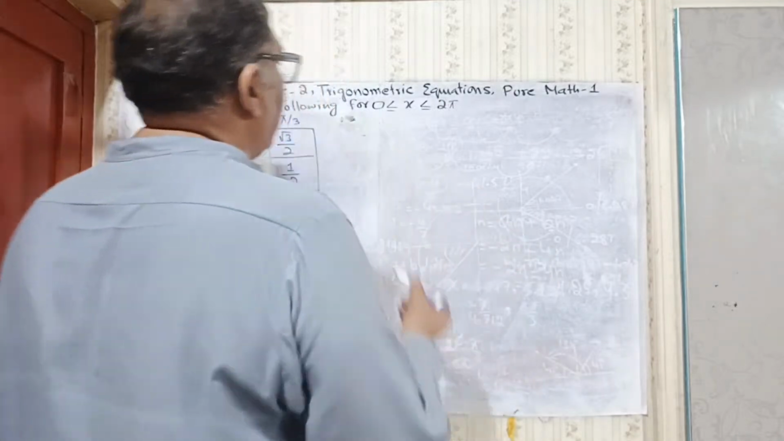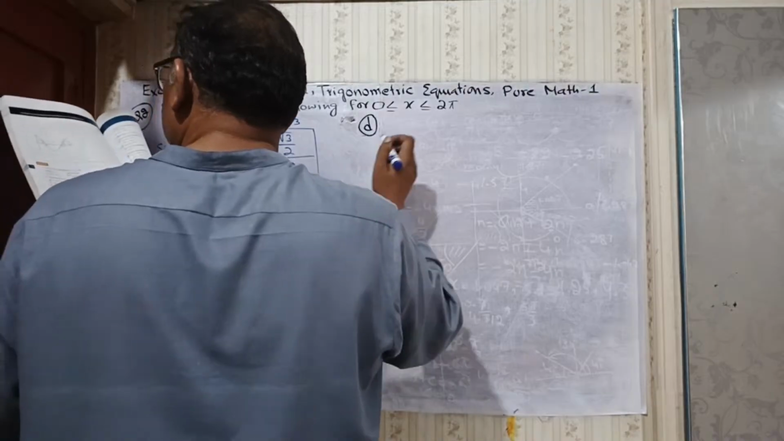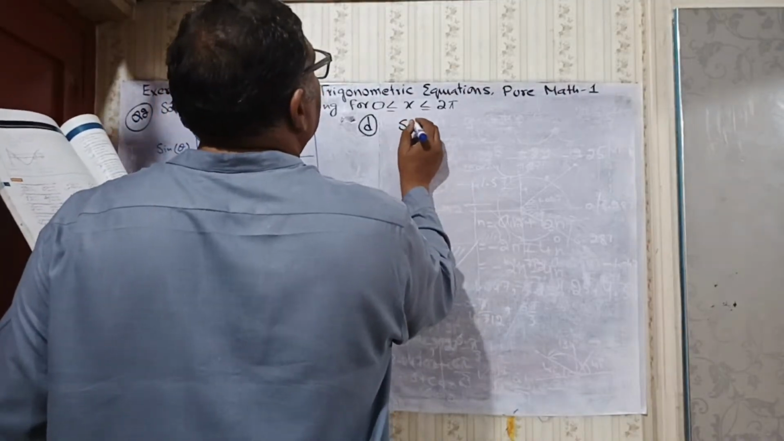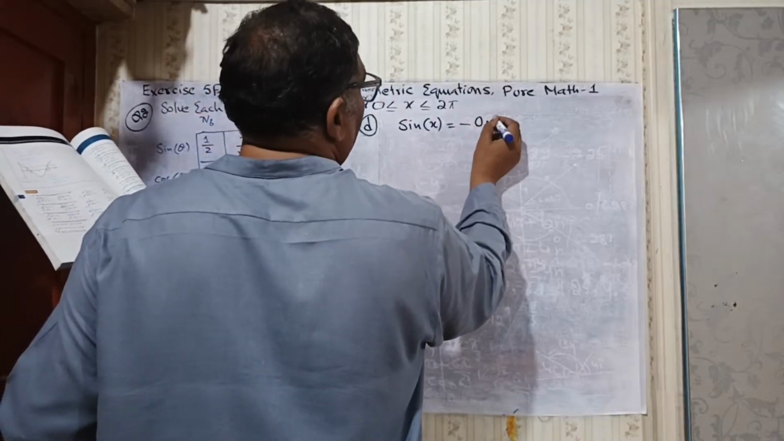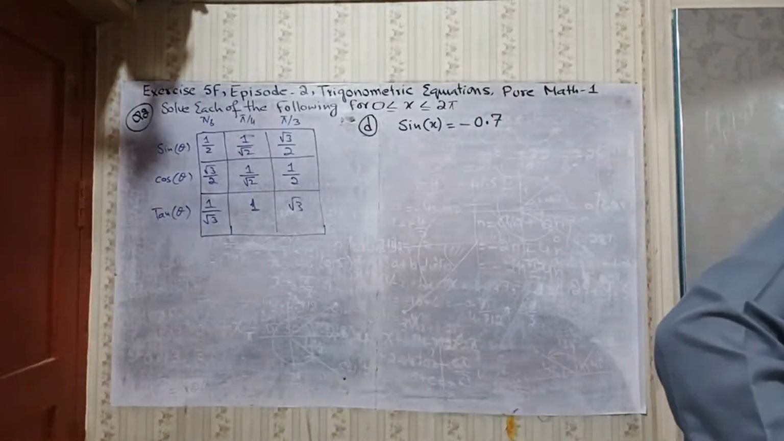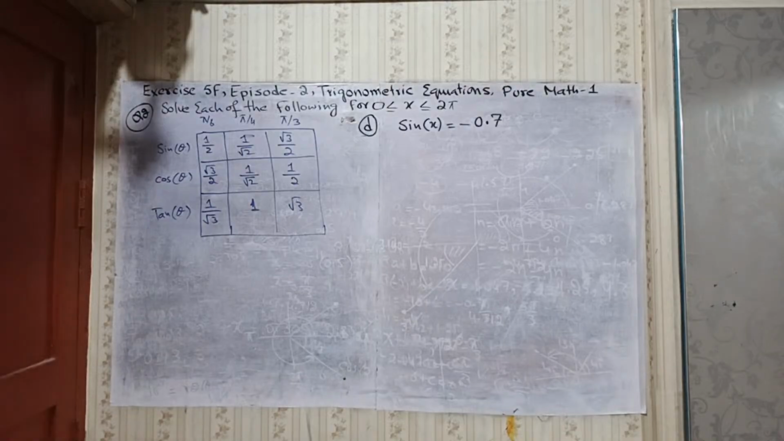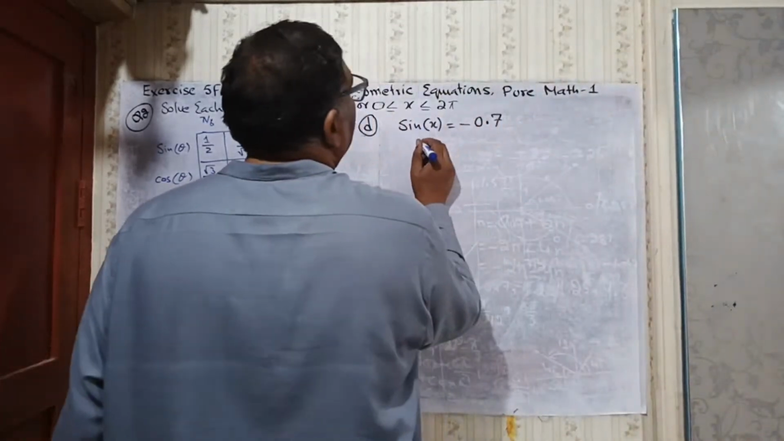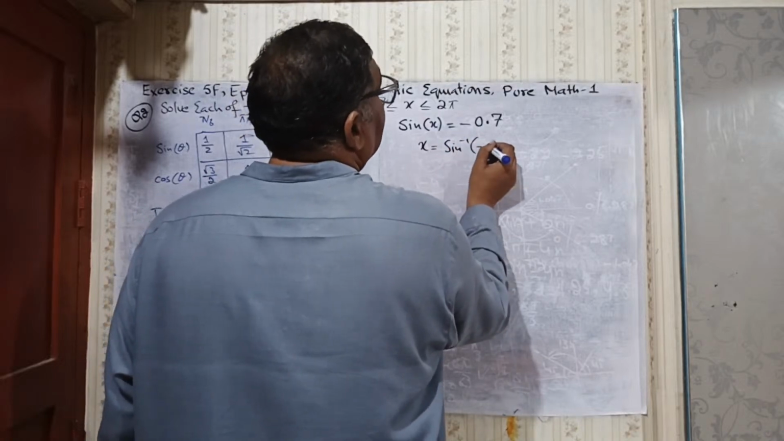Here we have the sine x. This is the D part of this exercise. Question number 2: sine x is equal to minus 0.7. So minus 0.7 has a negative sign. If sine x is negative, it will be in the third quadrant and the fourth quadrant. But first of all I need to know the base angle. So my x will be equal to sine inverse of minus 0.7.